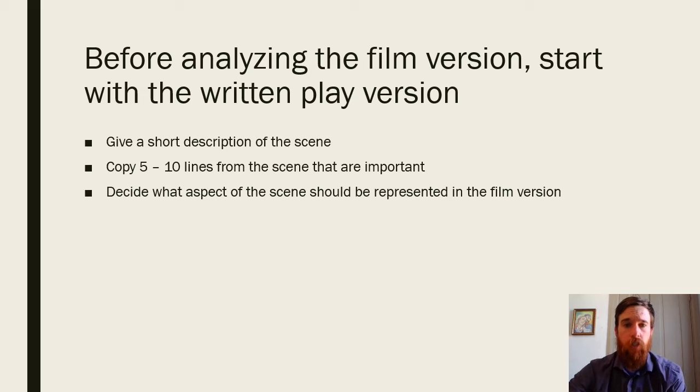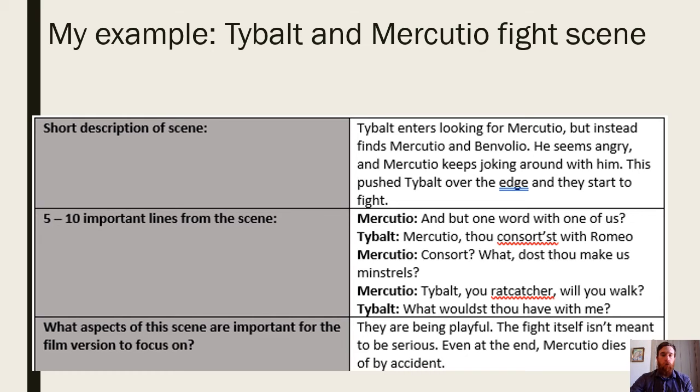So to do the analysis, once you know which scenes you're going to use, you're going to want to go back to the play and take a look at it there and see, okay, what's actually going on in this scene. Pick like 5 or 10 lines from the play that you think represent it well or are important to that part, and then decide what aspect of the scene should be represented in the film version. So essentially, once you've chosen your scenes, go back into the play version and take a look at how it's written. So I'll give you an idea here.